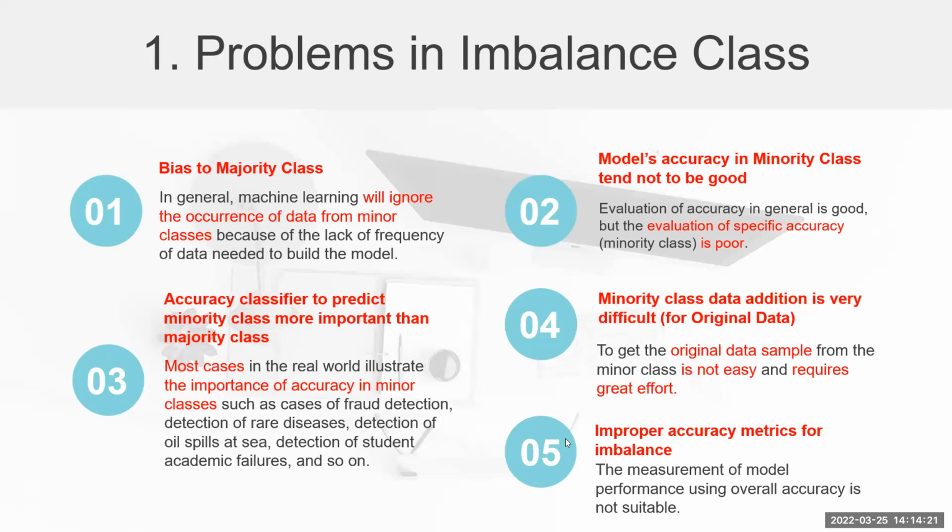Okay, and lastly, if we use the overall accuracy, it doesn't represent the actual accuracy for each class. So the measurement of model performance using overall accuracy is not suitable. We have to take another metric for evaluating the imbalance class model.